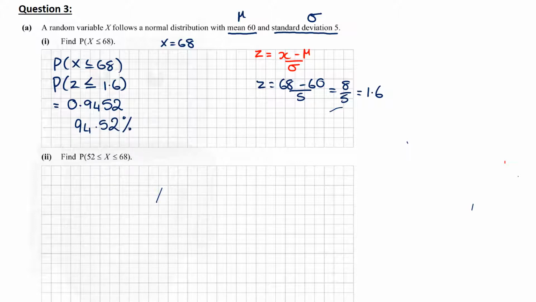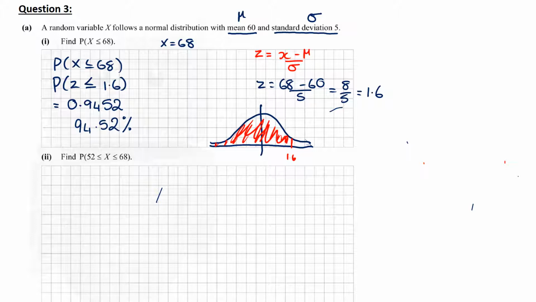So it basically means that in our standard normal distribution, if I pick 1.6, 94% of the data lies below that. That's my standard normal, and then just my normal, if that was 68, 94% lies below it.